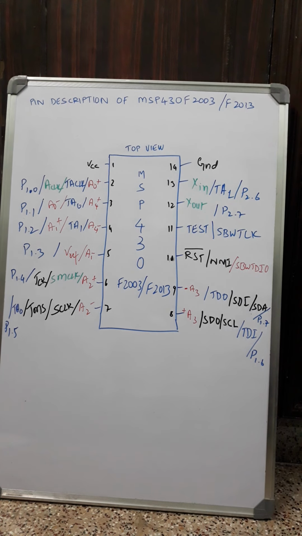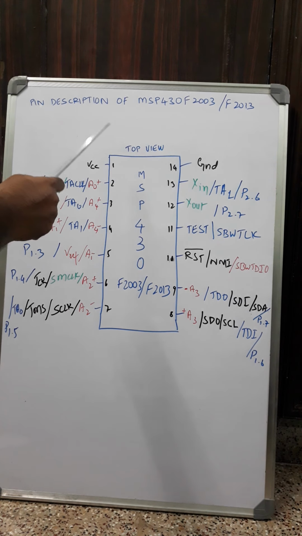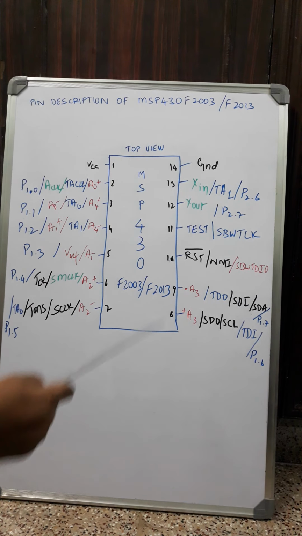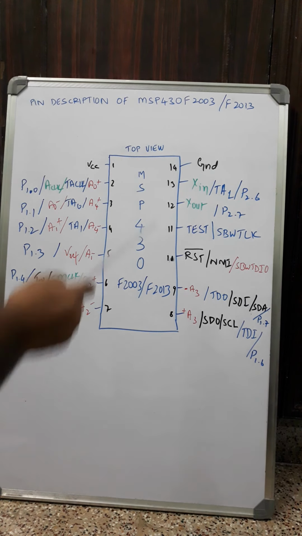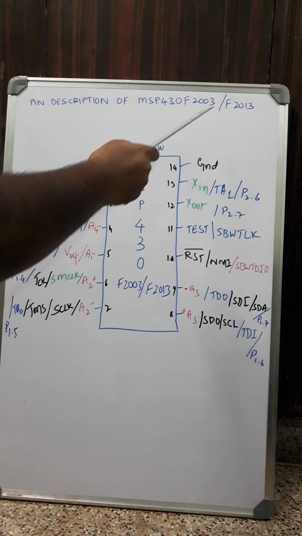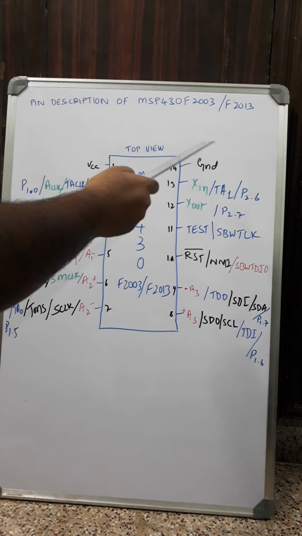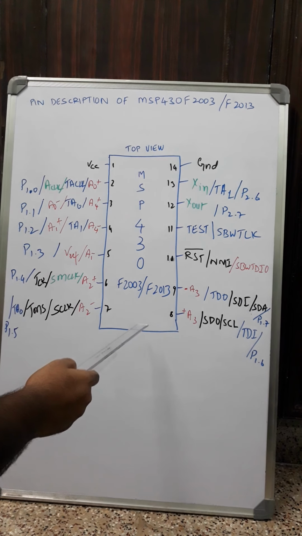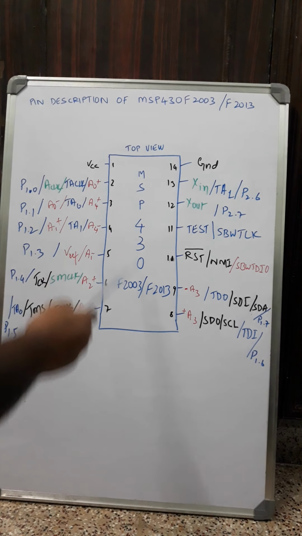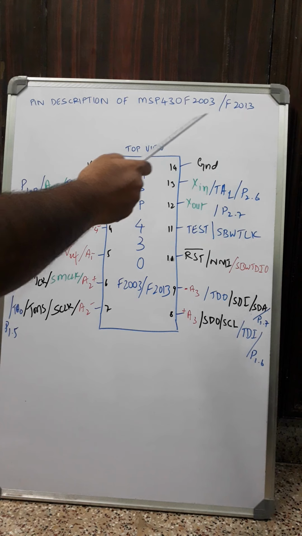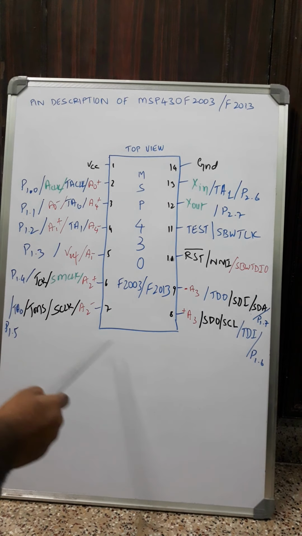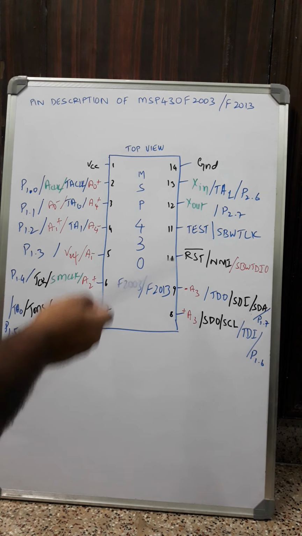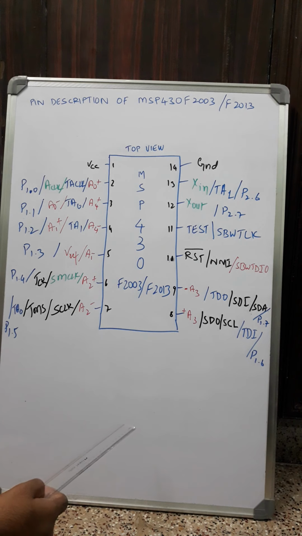Now let me explain the pin description of MSP430. I have taken the family F2003 and F2013. F here represents the flash memory type of memory that exists in this family of MSP430. 2003 and 2013 has got a 14 pin version which can be extended to 20 pin also.